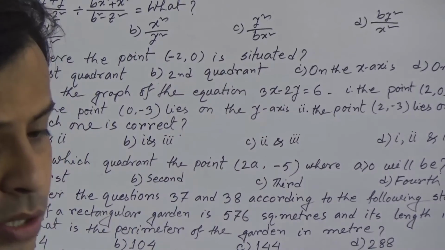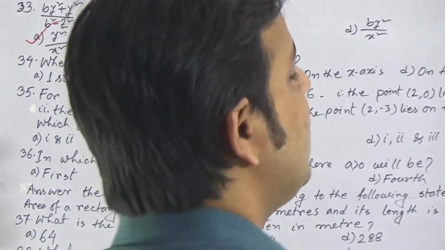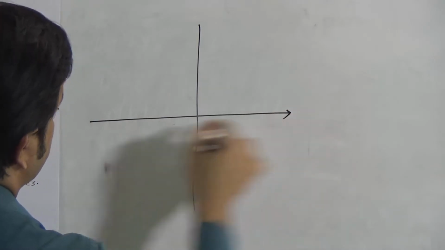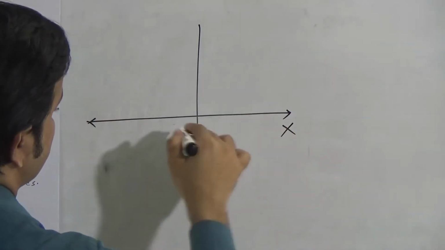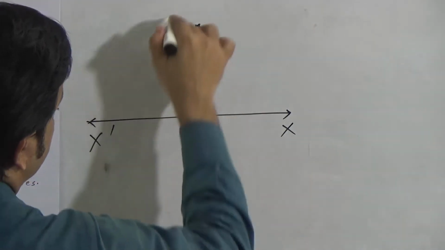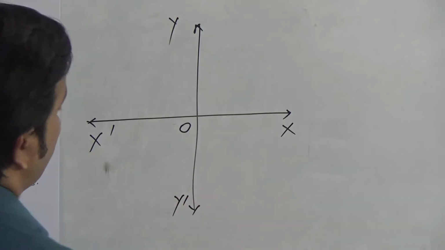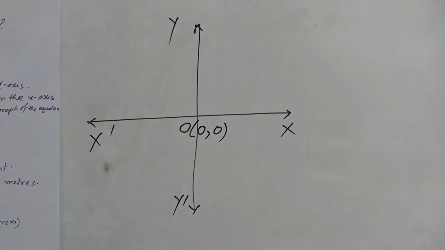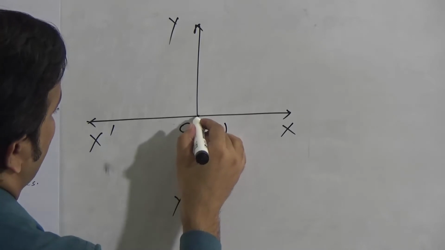Dear students, to say a point is in which quadrant, when you show a point in a graph, how can we show? Now, see, you will understand easily. This axis is known as the horizontal axis and this is X O X dash, and this axis is known as the vertical axis. This is denoted by Y O Y dash. Dear students, this O means origin, here 0, 0. It means both the values of x and y are 0 at this intersecting point O.